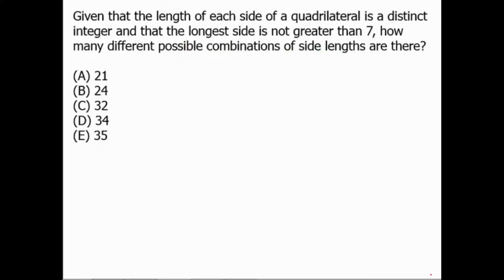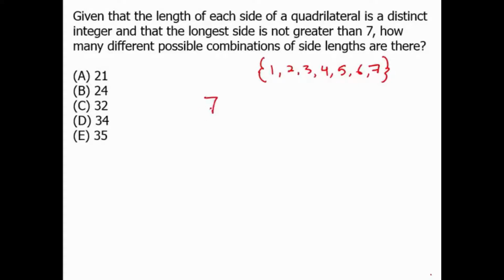Given that the length of each side of a quadrilateral is a distinct integer, and that the longest side is not greater than 7, how many different possible combinations of side length are there? So, first of all, the possible side lengths are 1, 2, 3, 4, 5, 6, and 7. So it can't be greater than 7, but we have to pick 4 from any of those 7. So naively, we might think what we're going to do is 7 choose 4, and this is certainly a good start. How many different combinations of 4 can we choose from 7?